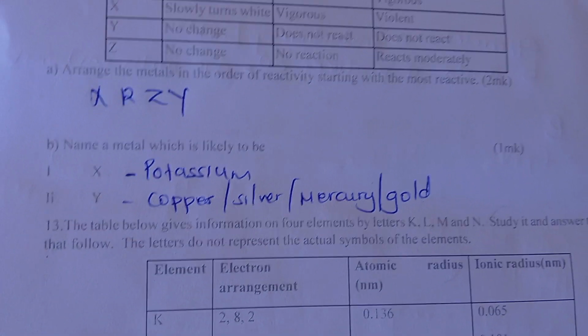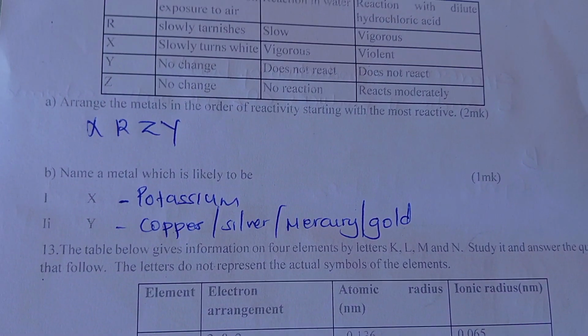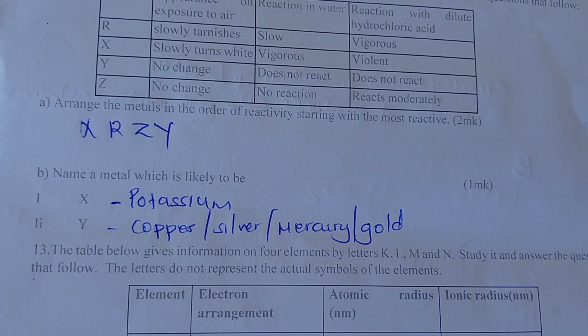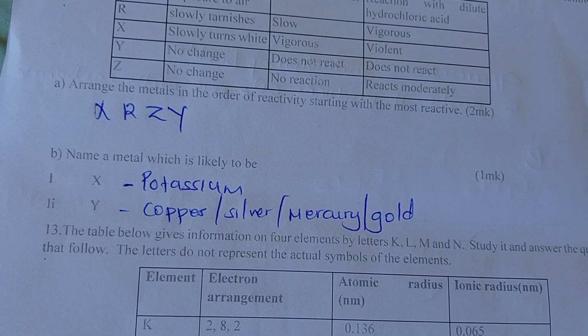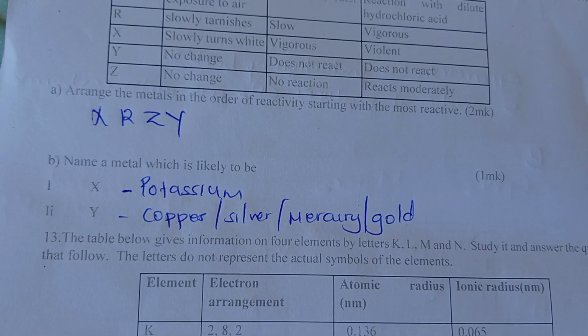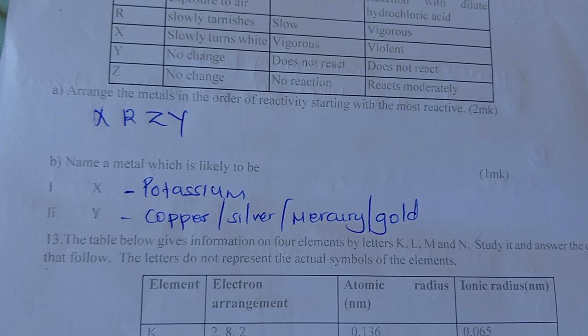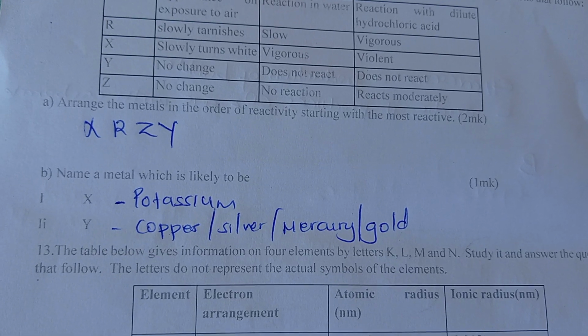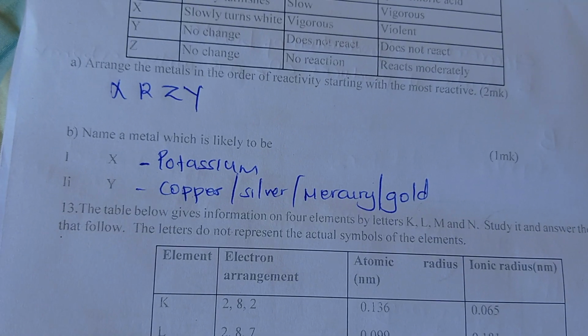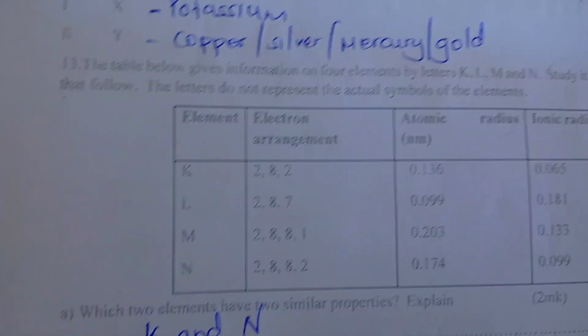Name the metal that is likely to be potassium. That is X. It reacts with water violently. Actually, you're not supposed even to do experiment of that because it is violent. Y, it's an unreactive element such as copper, zinc, gold, or mercury.